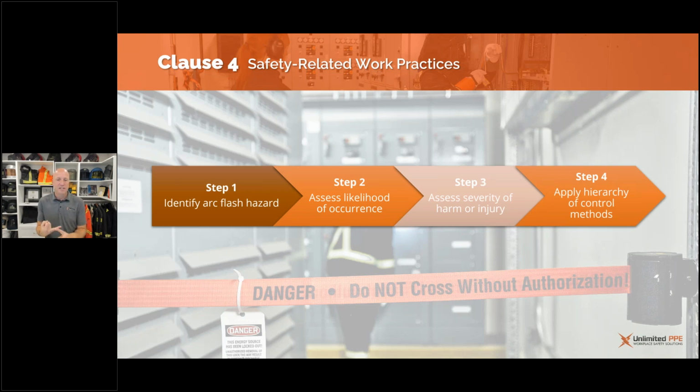Step 2, assess likelihood of occurrence. That's the table 2, or now the new table in Annex F. Step 3, assess the severity of harm or injury. That relates to the engineering calculations or using the PPE selection tables that we have in Z462. And then step 4 is to apply the hierarchy of control.